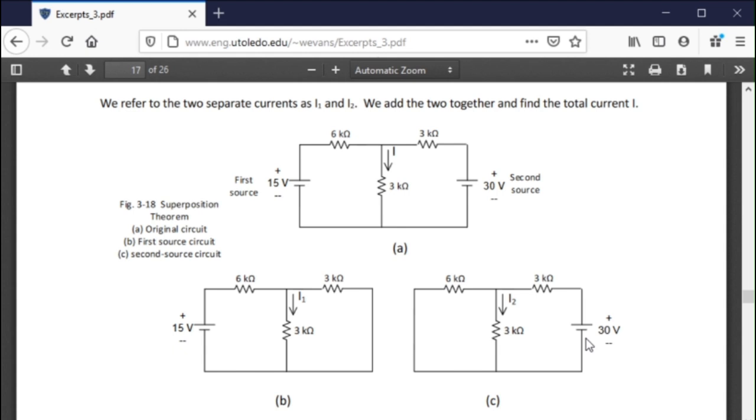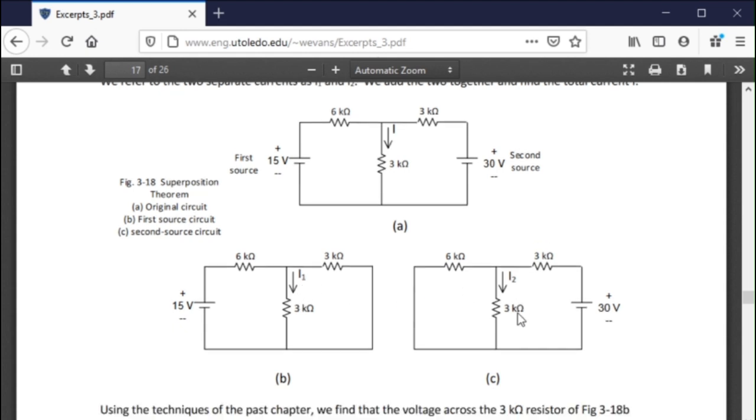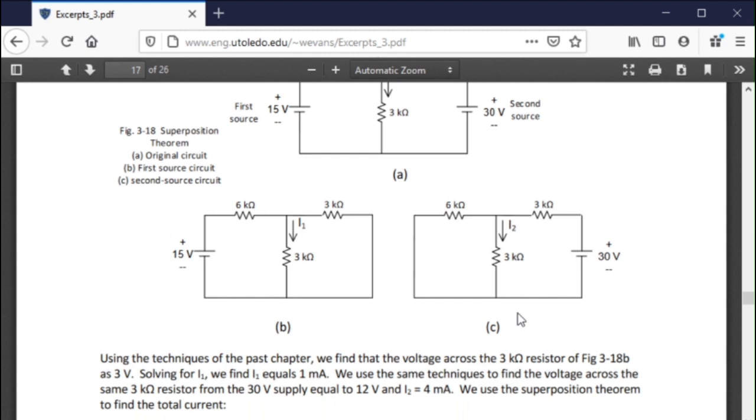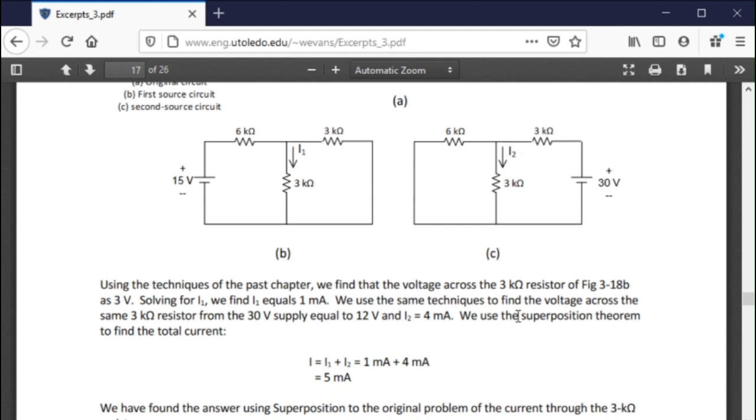So here I want to know the current flowing down through this 3K. I have a 15 volt supply and I have a 30 volt supply. I want to know the I flowing through the 3K. You can find that if it's a linear circuit, which it is since all are resistors, by adding the I1 and the I2, and that gives you the final answer. So that gives you a way of solving more complicated circuits with multiple supplies using a process called superposition.